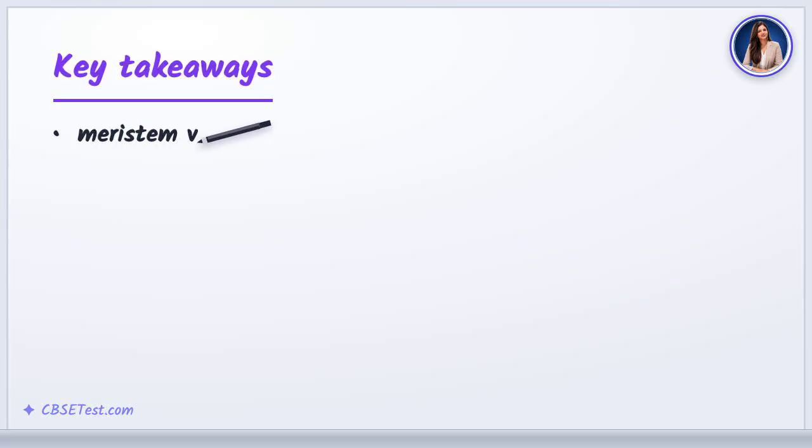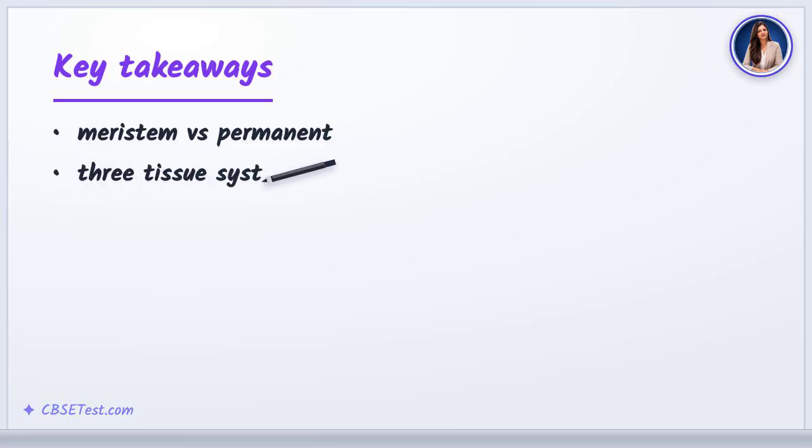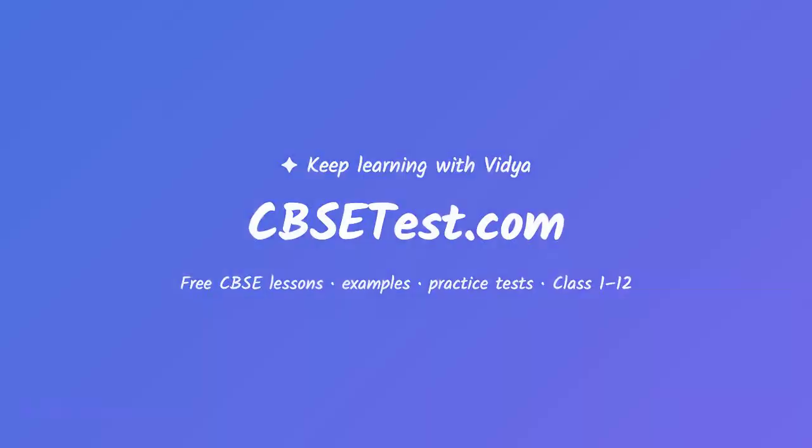To recap, plants are built from meristematic and permanent tissues organized into three systems, with xylem and phloem transporting materials and cambium adding girth. Great work!